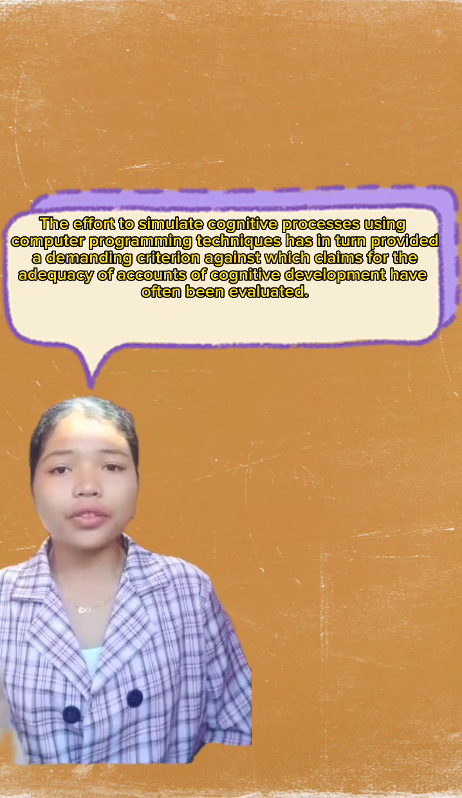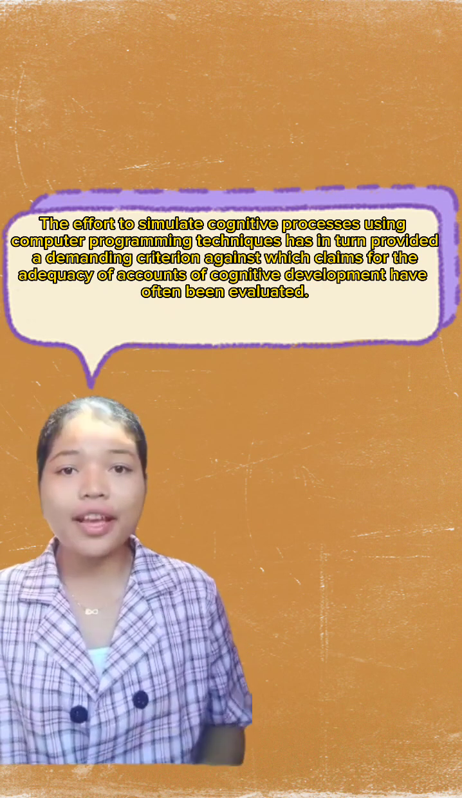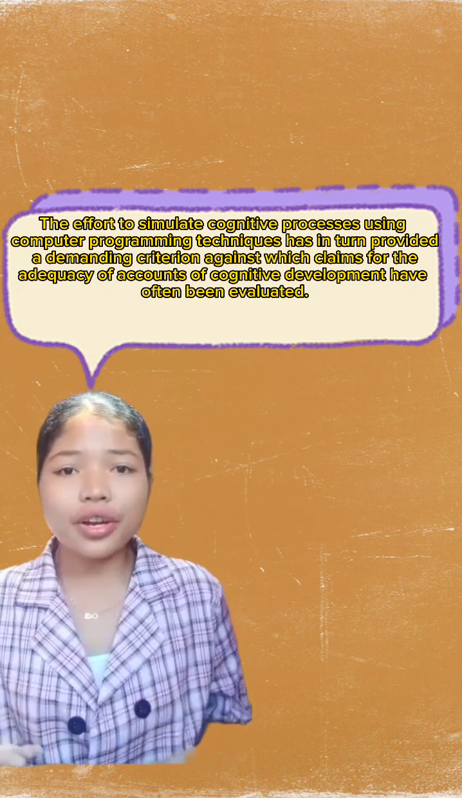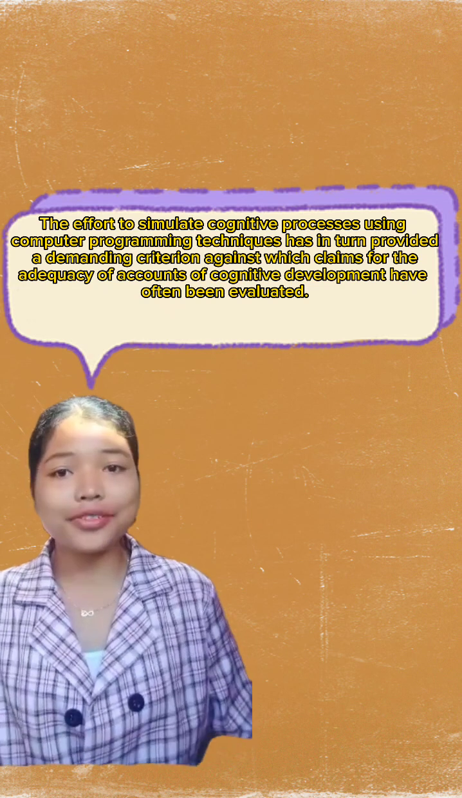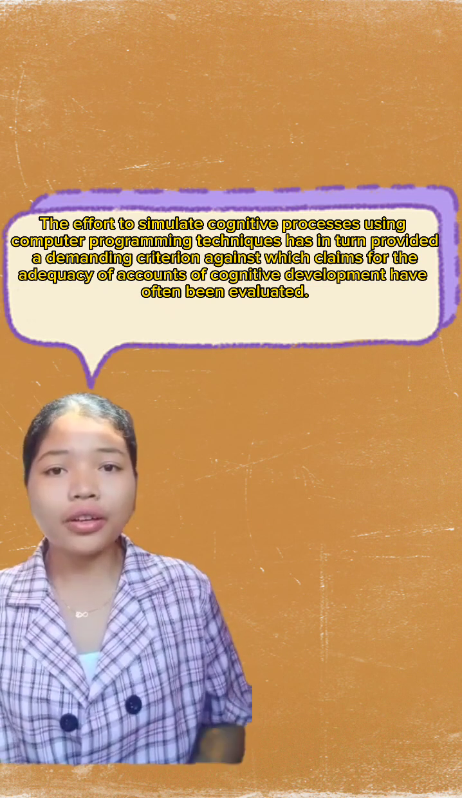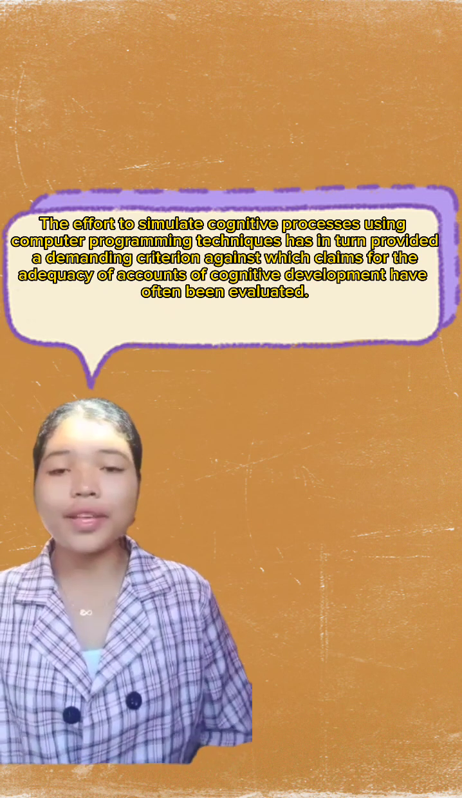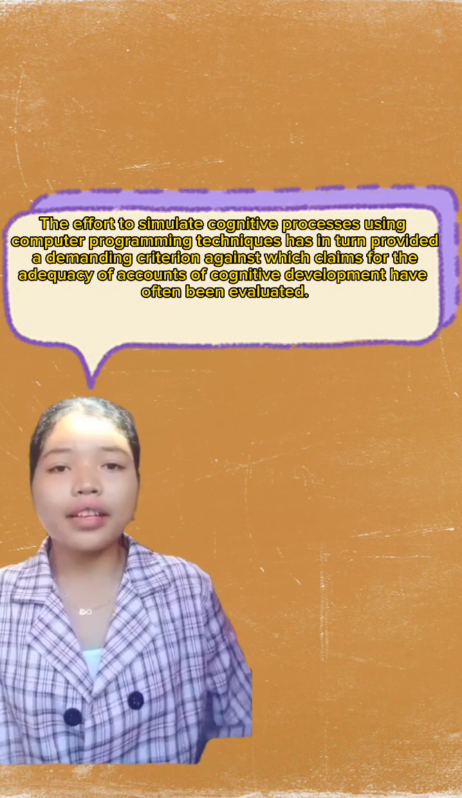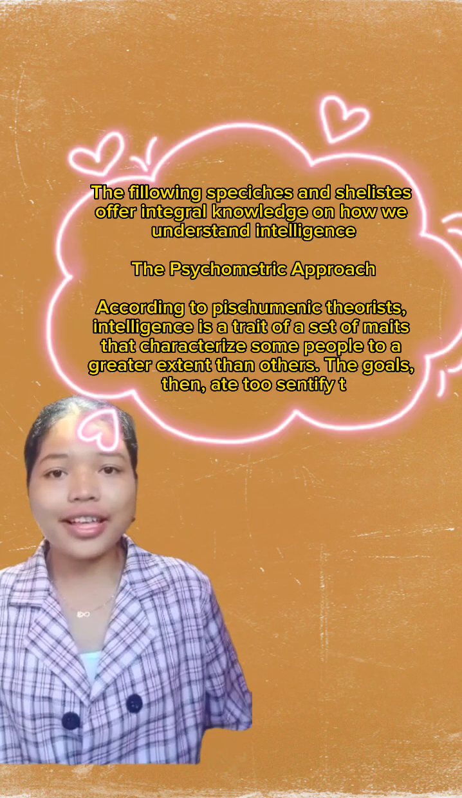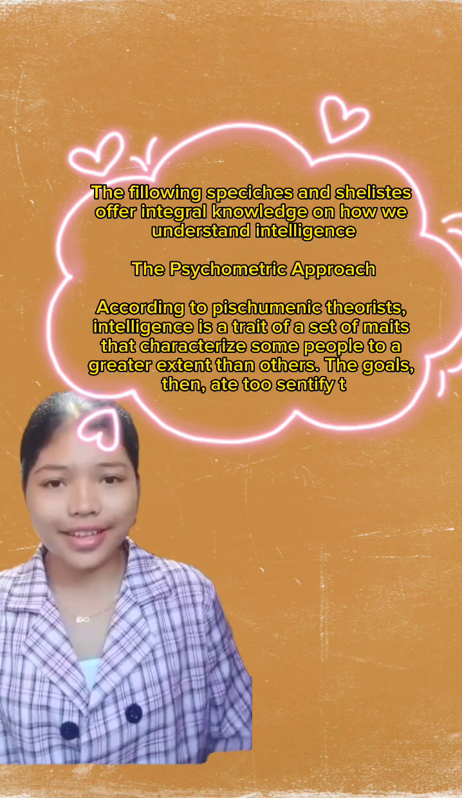The effort to simulate cognitive processes using computer programming techniques has in turn provided a demanding criterion against which claims for adequacy of accounts of cognitive development have often been evaluated. So, the following are theories and schools of thought on how to understand intelligence.